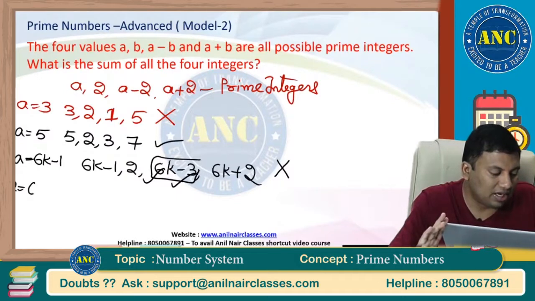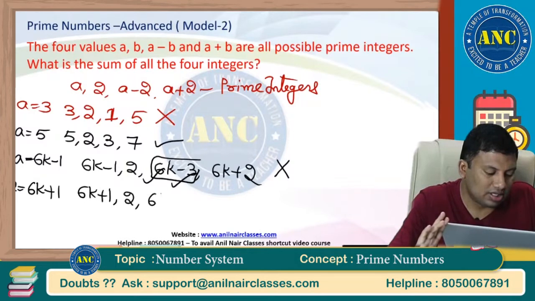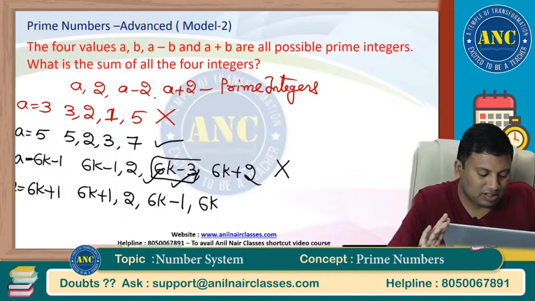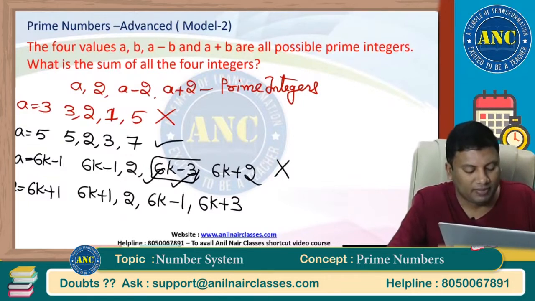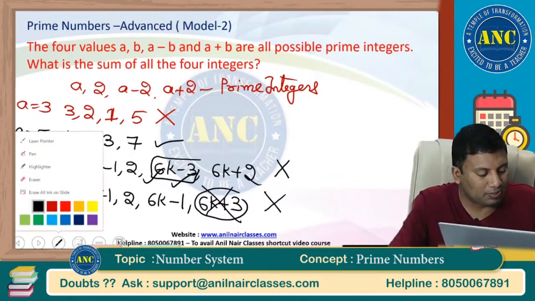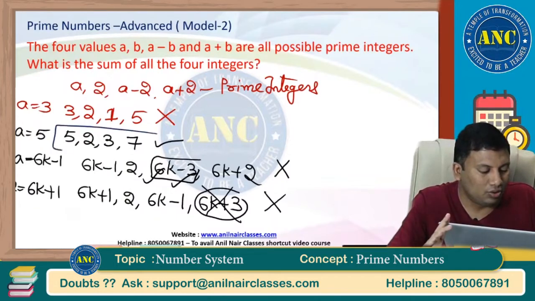Next one, another case, 6k plus 1, comma 2. 6k plus 1 minus 2, 6k minus 1, 6k plus 1 plus 2, 6k plus 3. 6k plus 3 is divisible by 3, answer will be divisible by 3. So, the only case which is possible is 5, 2, 3, 7.